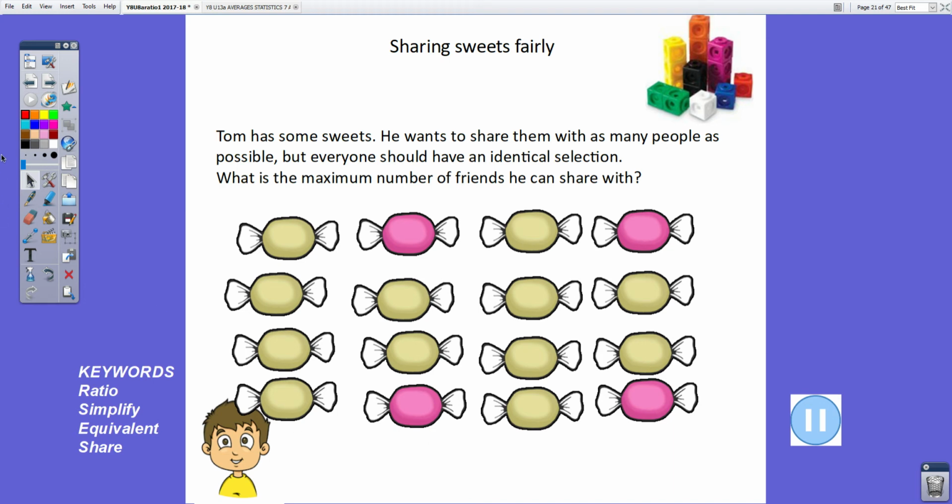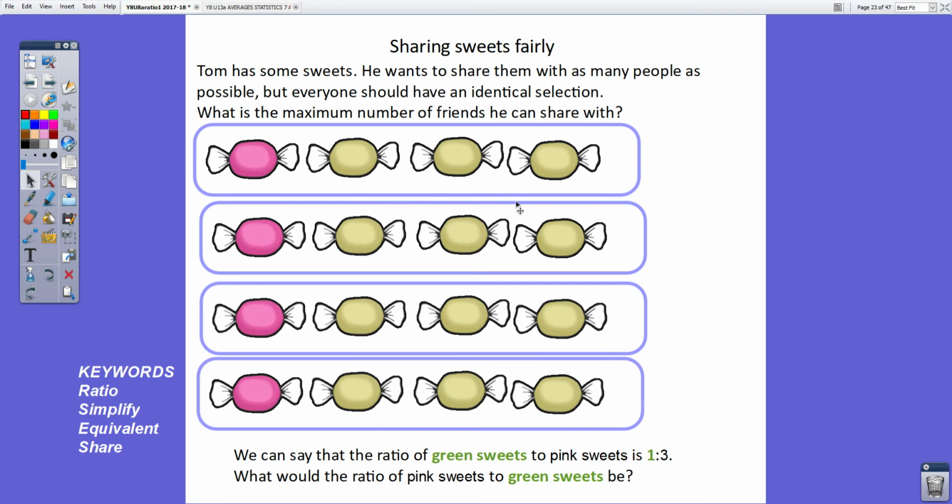Okay, let's have a look. Right, first off, count up the number of green. We've got 12 green sweets. Number of pink, we've got 4 pink. Simplify the ratio. Each of these numbers divides by 4, giving us 3 to 1. So each person can have 3 green sweets and 1 pink sweet. So that can actually go to 3 friends plus himself, since we can divide it by 4. Moving on. And there's just a picture to illustrate: 3 green sweets and 1 pink sweet each.